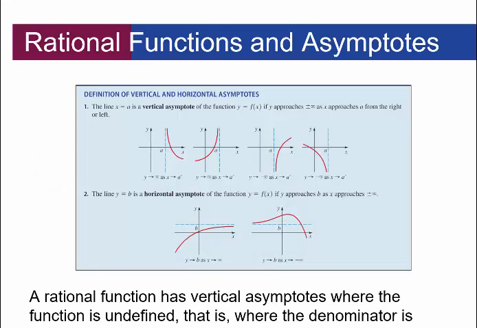So here are the definitions of vertical and horizontal asymptotes. A line x equal to a is a vertical asymptote of the function if y approaches positive or negative infinity as x approaches a from the right or left. So with these vertical asymptotes, the function is going to bump up against it or bump down against it. The line y equal to b is a horizontal asymptote of the function if y approaches b as x approaches plus or minus infinity. As you can see here, as x goes to infinity, it approaches the value b. And here as x goes to negative infinity, the graph is going to bottom out and approach this value b.